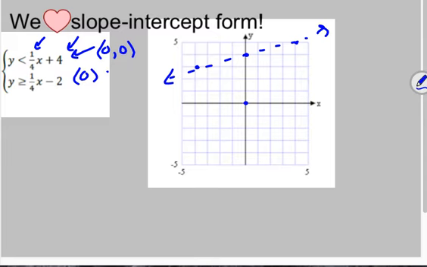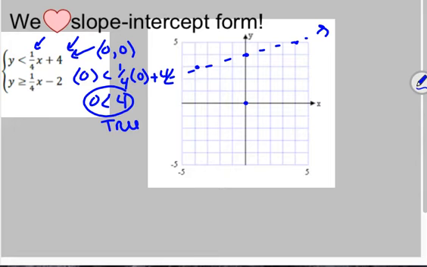0 is less than 1/4 times 0 plus 4, or 0 is less than 4. This is true. So what does that mean? If 0, 0 makes it a true statement, I would shade towards it. I'm just going to draw a couple little arrows telling me that I shade below this line, so I get a nice clean double shaded area. The second line will graph in red here. My y-intercept is -2. Slope is up 1 over 4, or down 1 back 4.